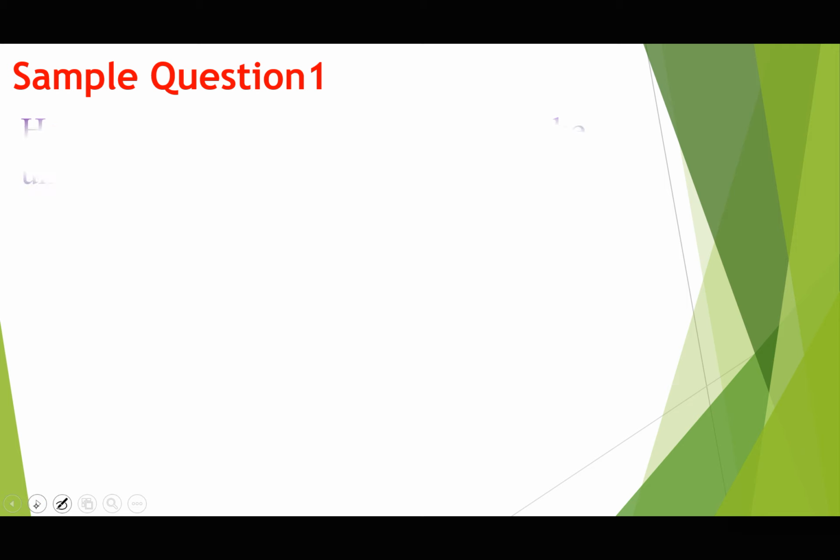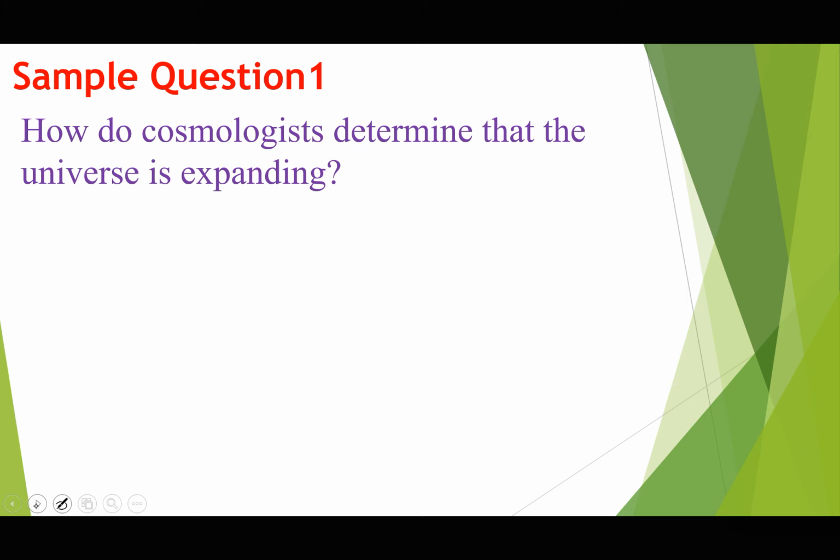Sample question number one. The examiner may ask you, how do cosmologists determine that the universe is expanding? How do you come to know that the universe is expanding? I think that one we have already mentioned. The redshift is evidence that the universe is expanding. But how will the cosmologists know that the universe is actually expanding?